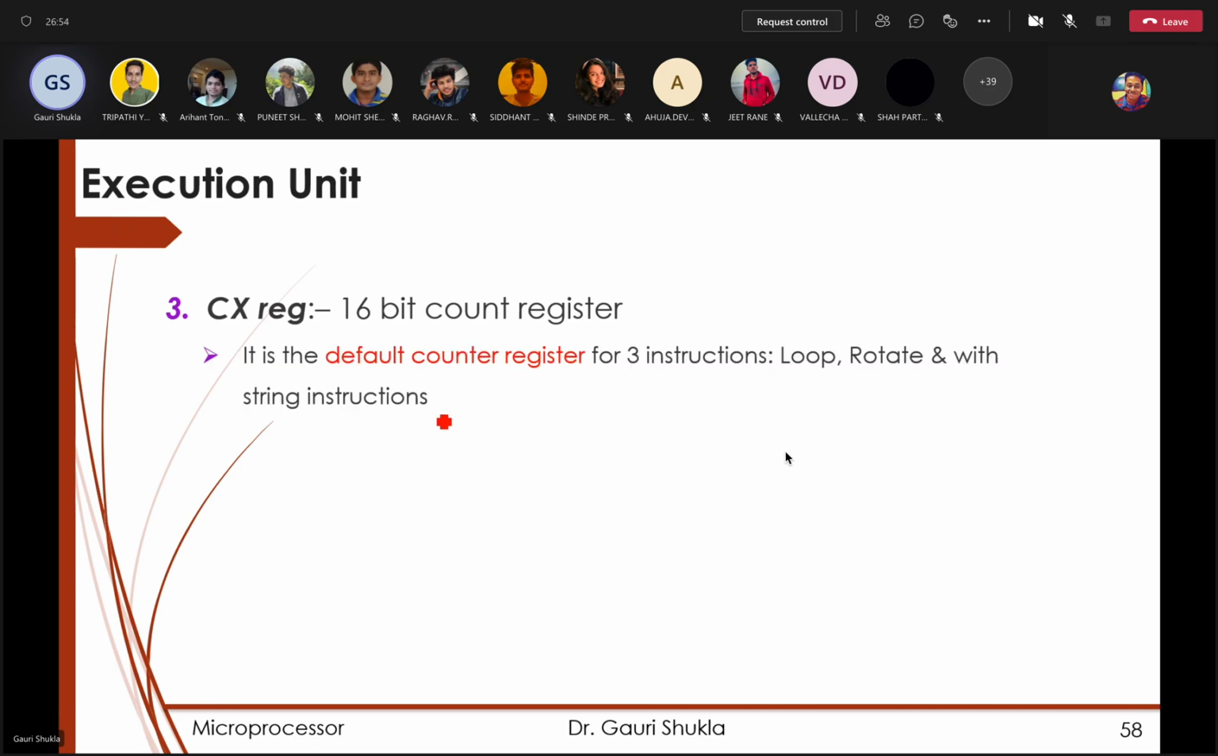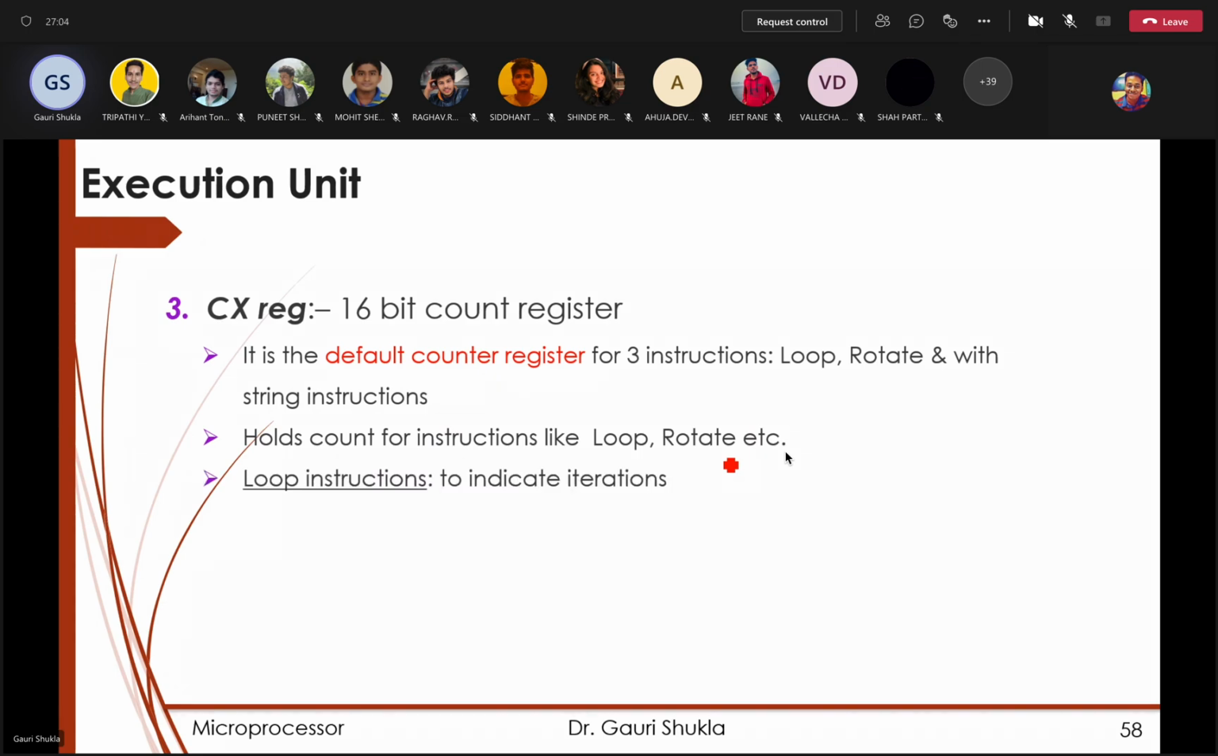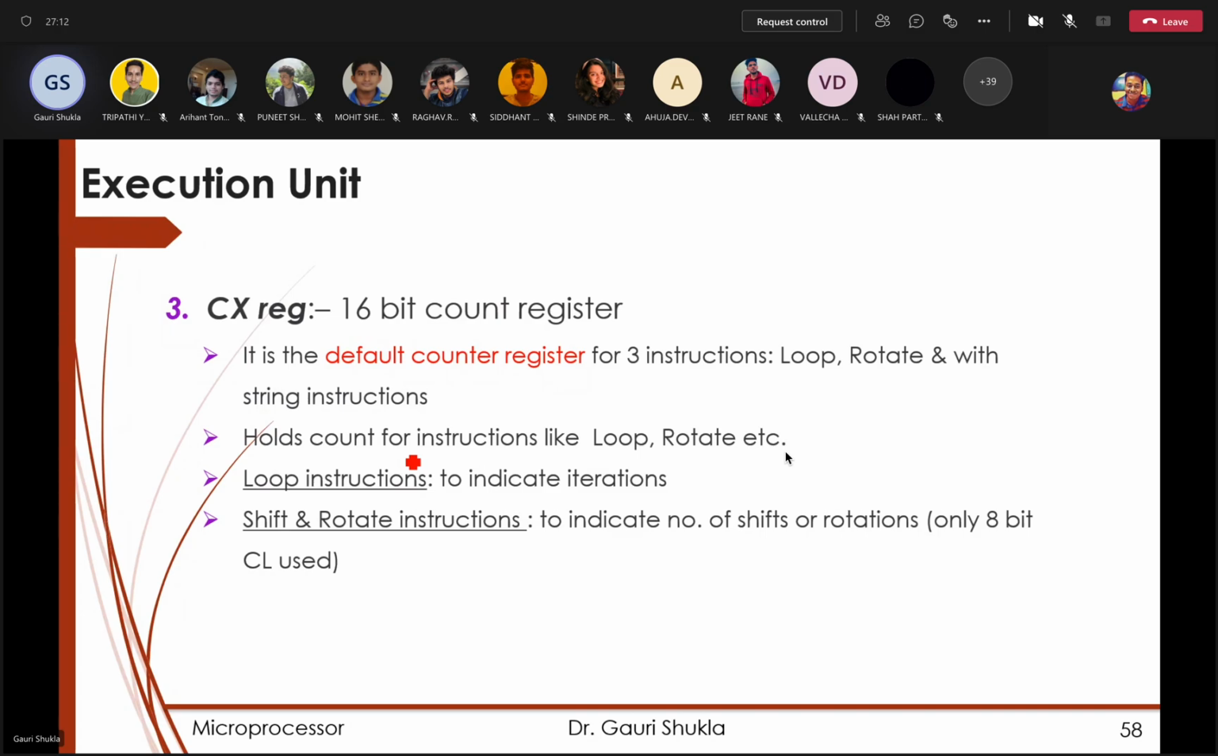Next comes the CX, which is again a 16-bit counter register. It is the default counter register for instructions like loop, rotate, and the string instructions. So if I want to use loop or rotate, it holds the count. In the loop instruction it indicates the iterations, and in shift and rotate instructions it indicates the number of shifts or rotations. If 8 bits are required, only CL is used. That rule is common.